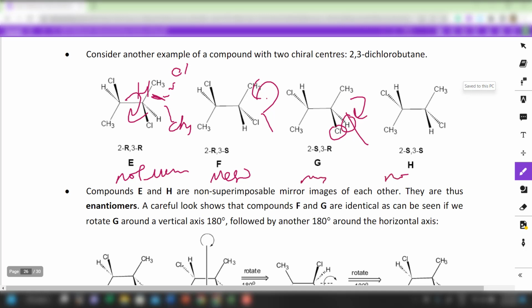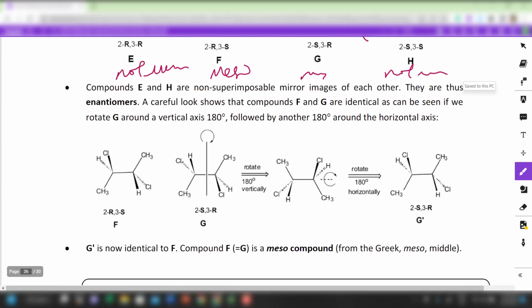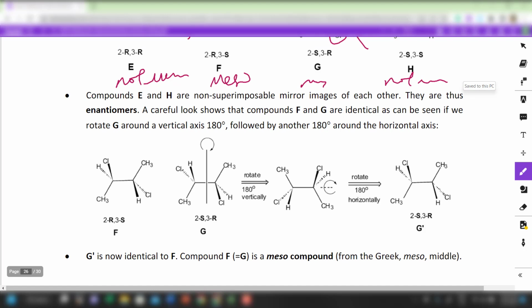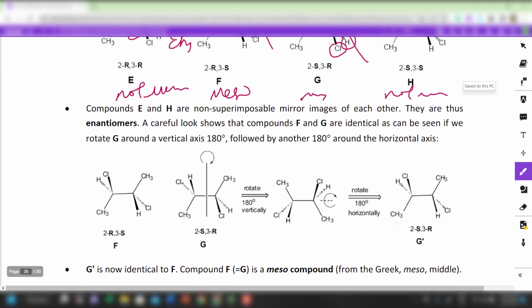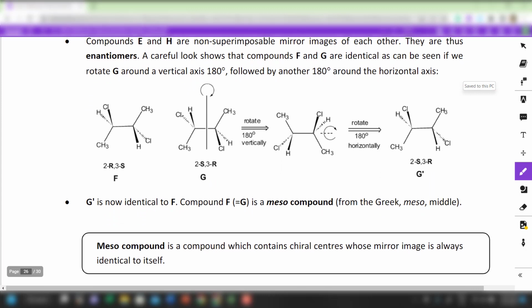So this is not meso. Yeah. So because of that, if you look at F and G, they are actually the same compound. So we'll say that F and G are the same thing, and they are known as meso compound. Meso compound means it has an internal plane of symmetry. So the mirror image is the same as itself.